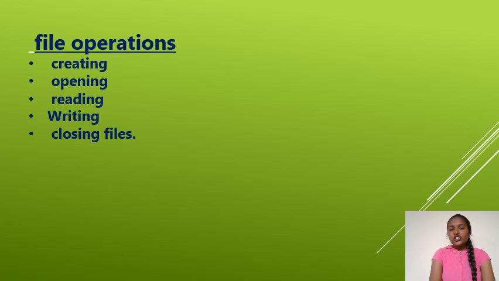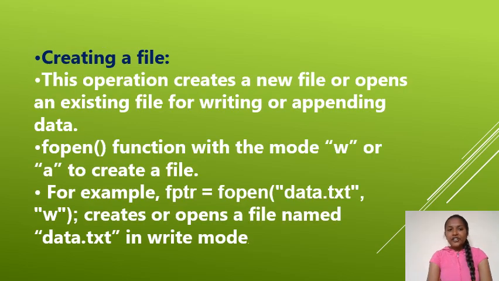Next is file operations. There are 5 operations. First is creating a file. Next, after creating, we have to open a file. After opening, we can read the file, write the file, and close the file. First we are going to study how to create. First is creating a file.